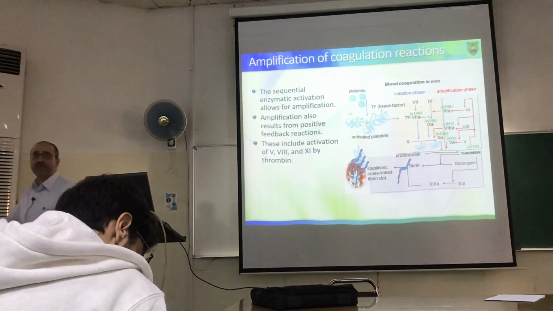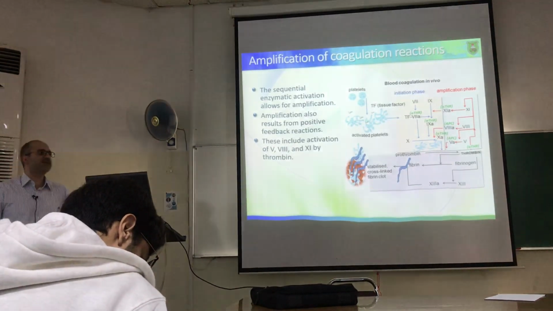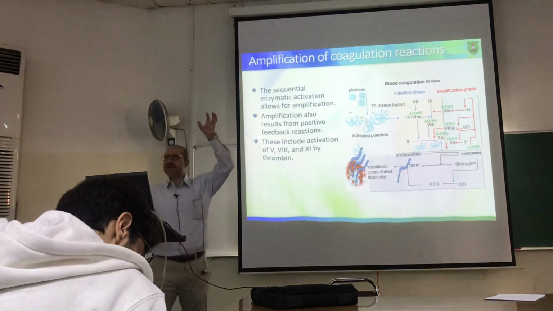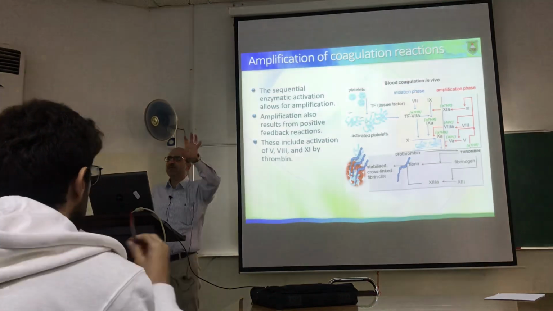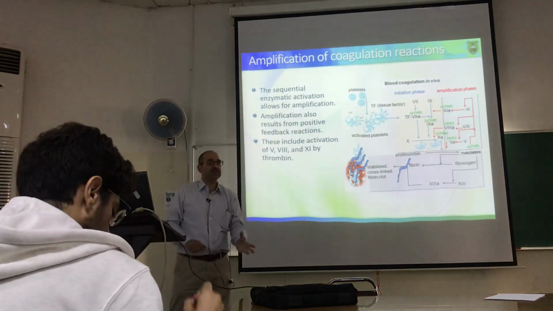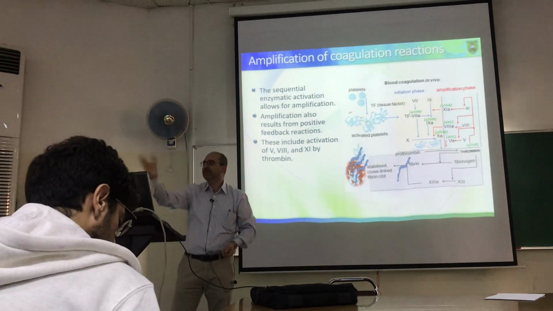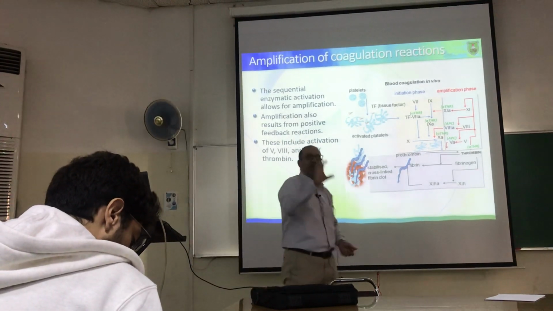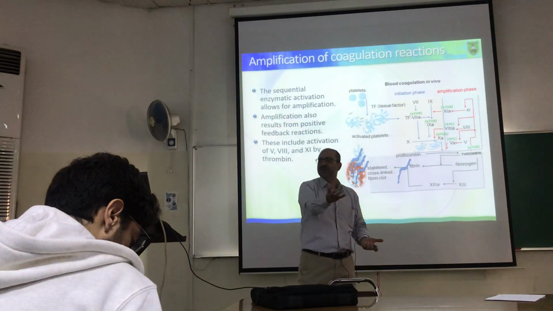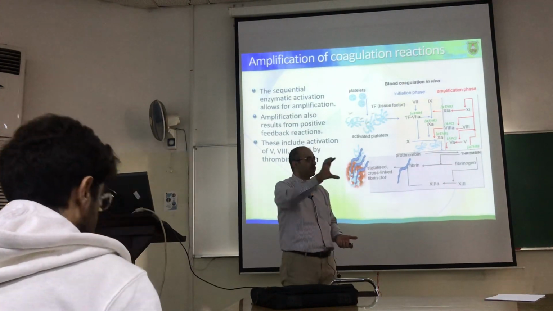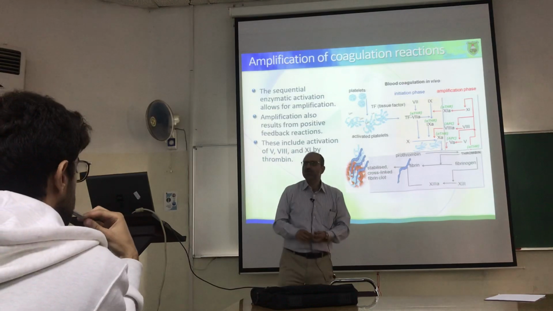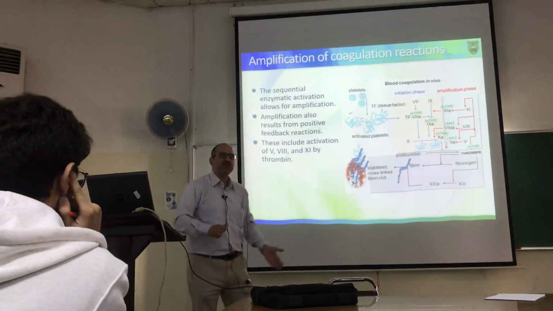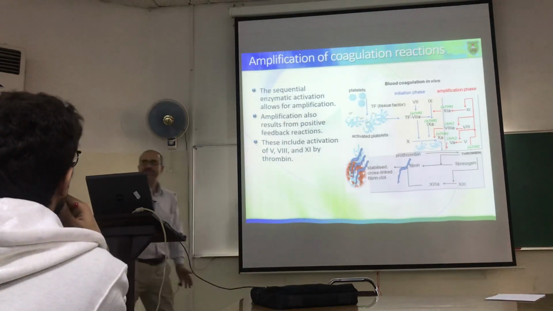Another important point is that we have an amplification process. What does that mean? We said we have an enzyme that activates an enzyme that activates an enzyme that activates an enzyme. So one enzyme can activate, let's say, 1,000 enzymes. Each one of these 1,000 enzymes can activate 1,000 enzymes. And again, each one can activate 1,000 enzymes. So you have an amplification process because you have sequential activation of all of these factors.